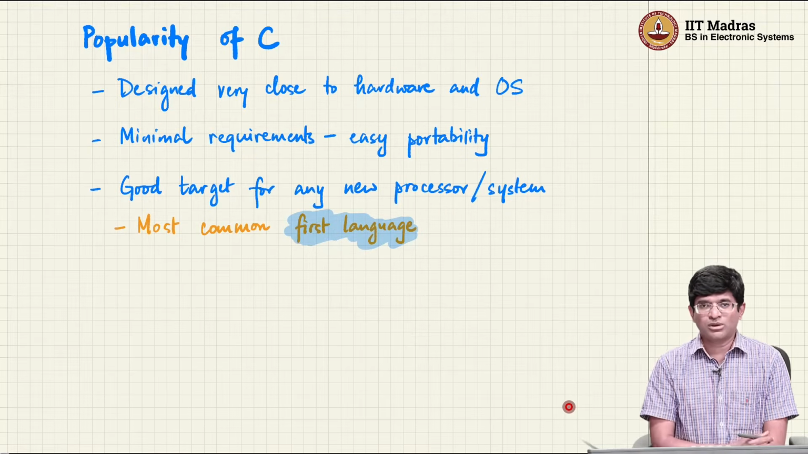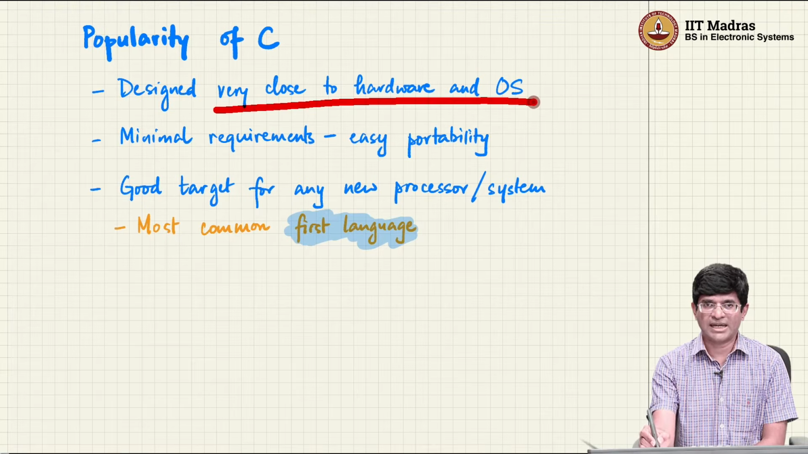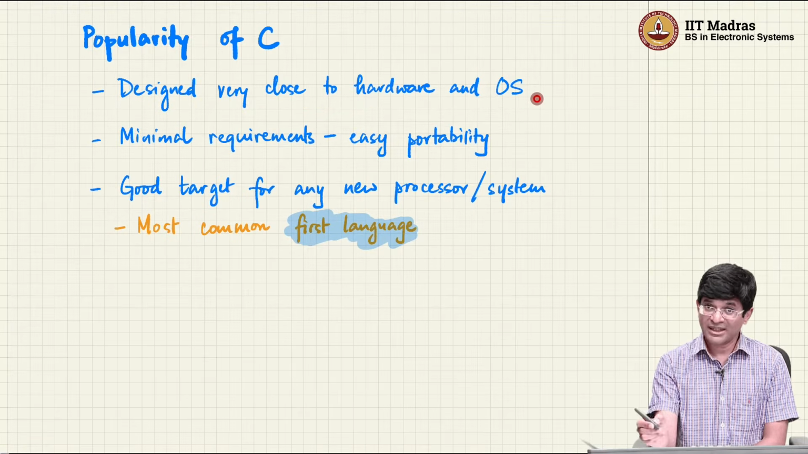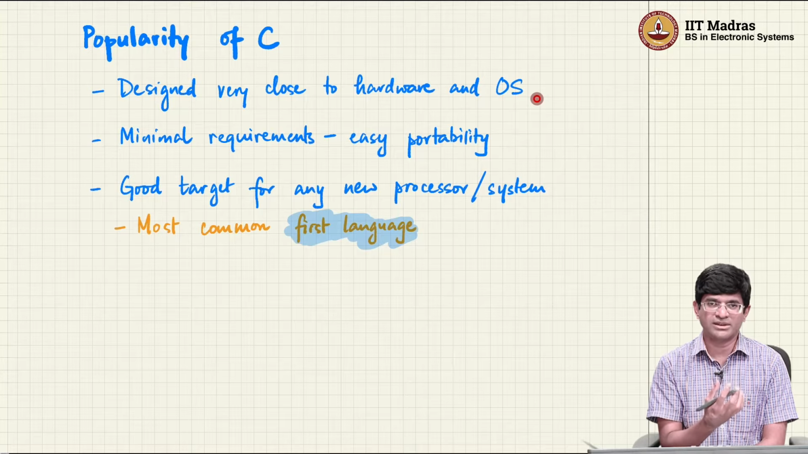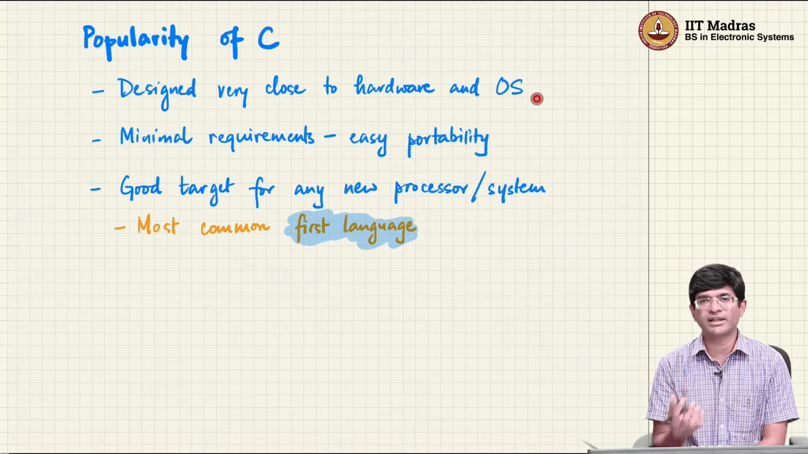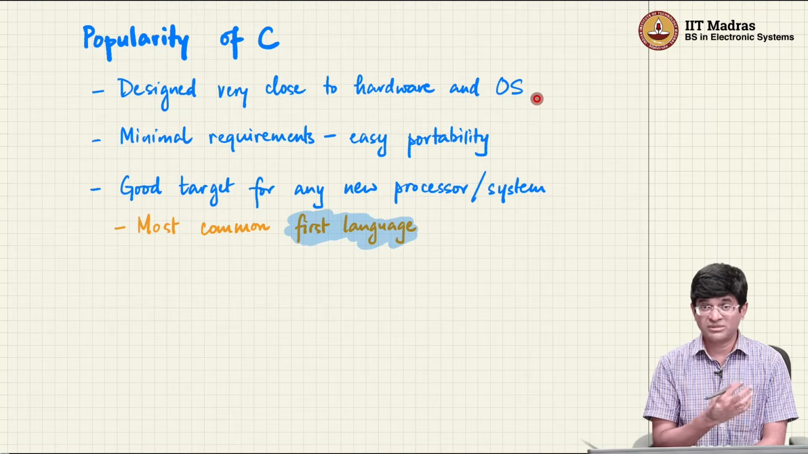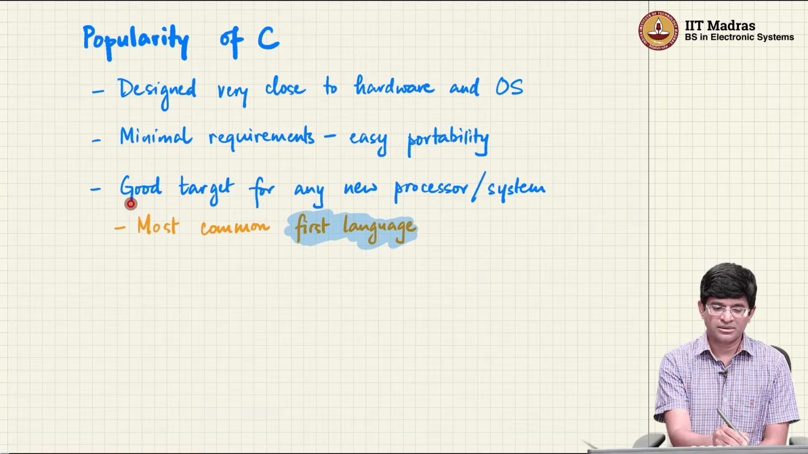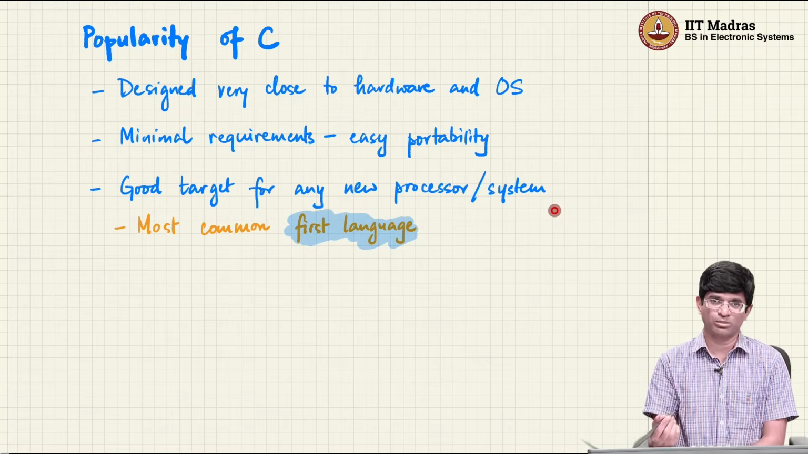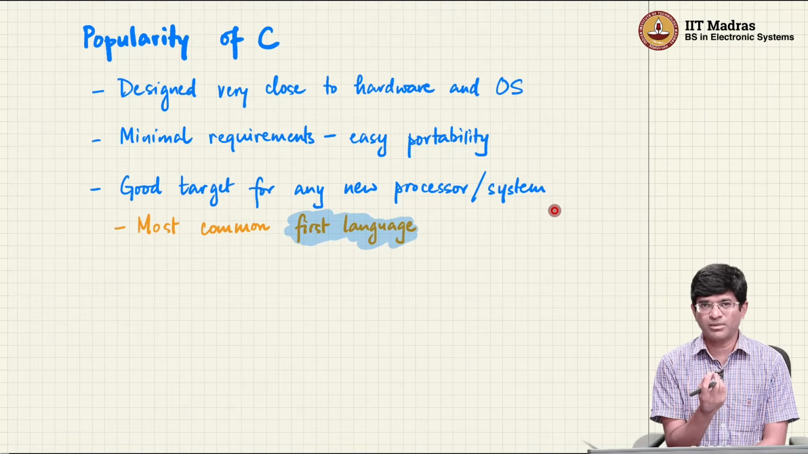Now, this background explains why C is so popular. It was designed specifically so that it could be very close to the hardware and the operating system. And it also had minimal requirements, meaning that a very small amount of work was needed in order to retarget it or get it working on a different processor. What that in turn has meant over the next nearly 50 years, or more than 50 years at this point, is that C has emerged as a very good target for any new processor or system. What that means is that you have a core requirement.